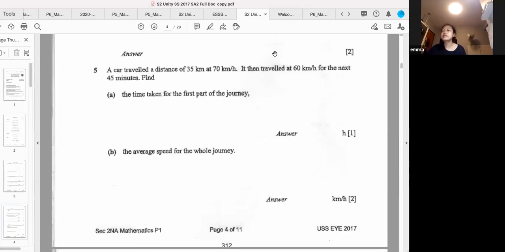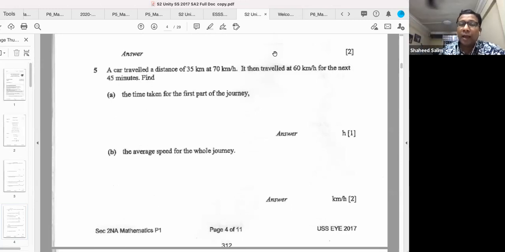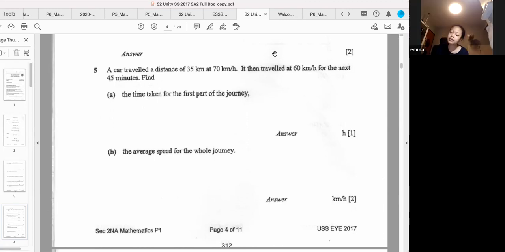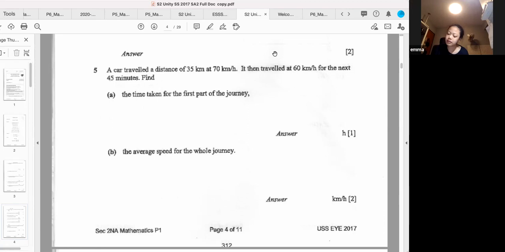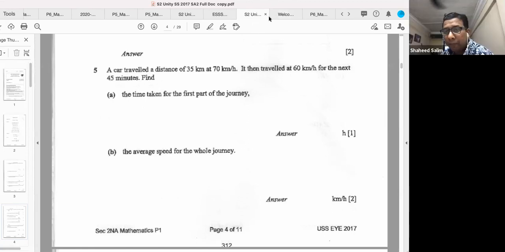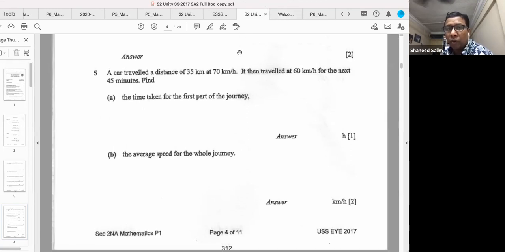The time taken for the first part of the journey. Oh no, half an hour. Half an hour because you divide 35 by 70. And then the average speed for the whole journey, what's your total time? Okay, so what's your average speed? Total distance over total time. Did you find the distance for the second part? You must find the distance for the second part of the journey. The formula for average speed is total distance over total time.